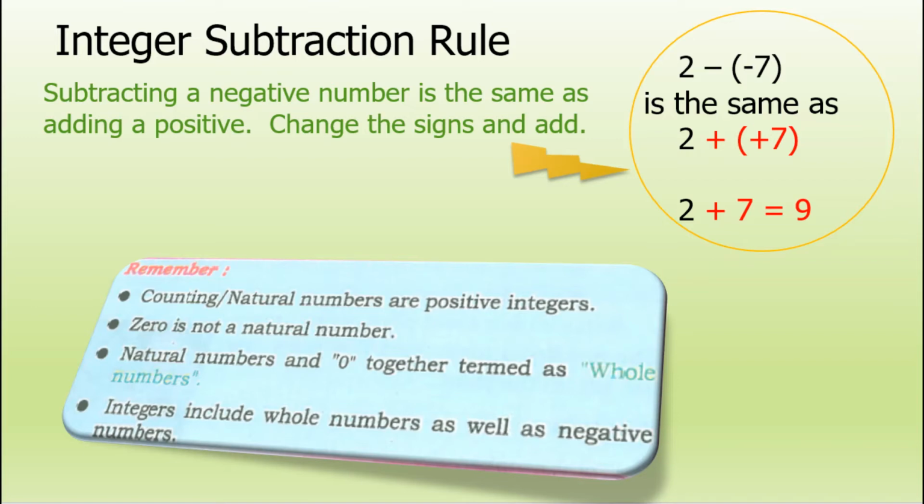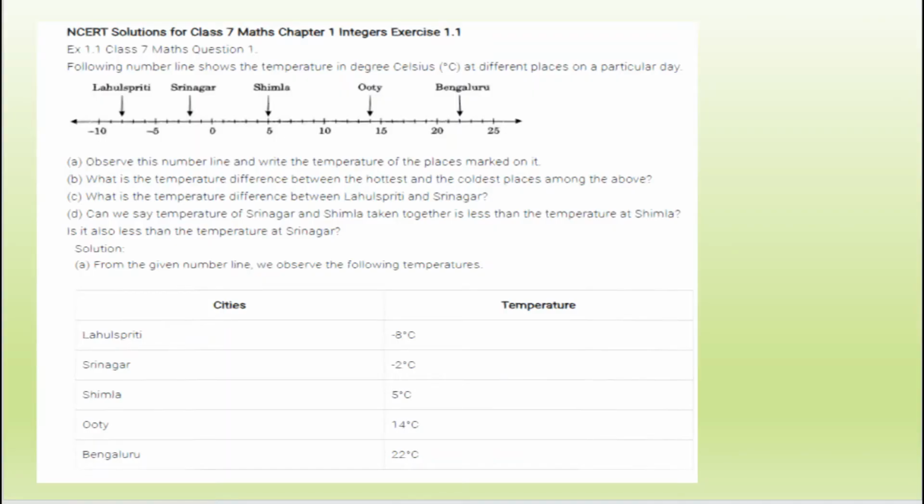What you have to remember is, counting or the natural numbers are the positive integers. 0 is not a natural number. The natural numbers and 0 together are termed as whole numbers, and integers include whole numbers as well as negative numbers.